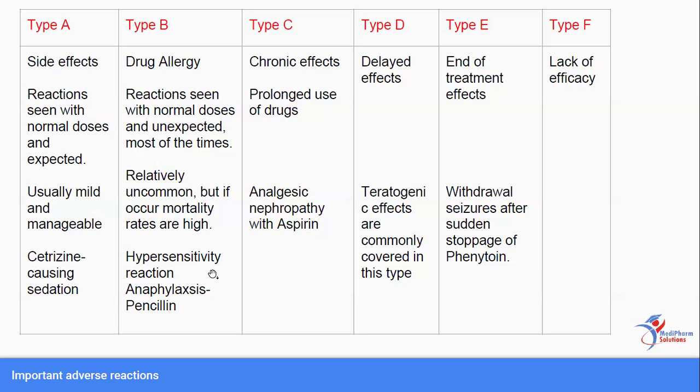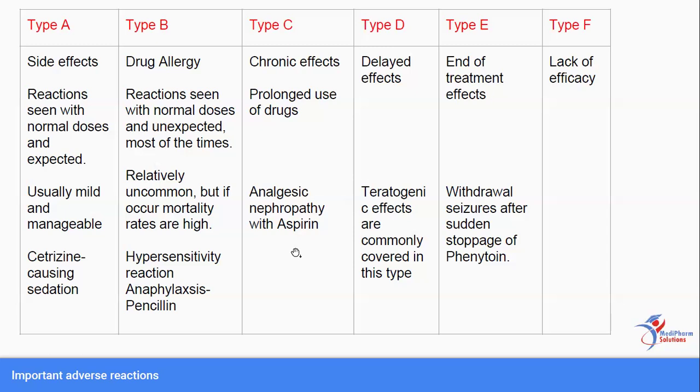Okay. Next, coming to type C, this happens due to the chronic effect of drugs because of prolonged use of the drugs. One example is analgesic nephropathy with aspirin. Okay, if you take aspirin for a long time, because of its increased bioavailability, it can cause analgesic nephropathy.